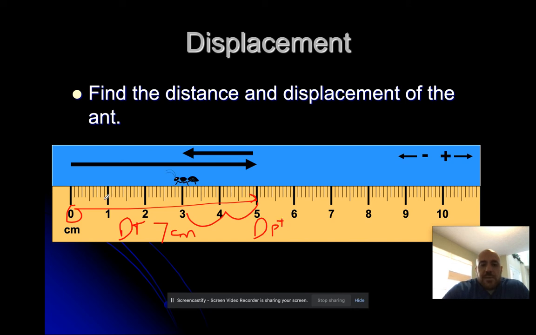Where does he end up compared to where he started? So I don't care about this stuff now. He ends up at 3. He started at 0. He's to the right of 0, so it's a positive 3. Remember, the key for displacement is where do you end up compared to where you started. So while this ant moved 7 total centimeters for his distance, his displacement, meaning where does he end up compared to where he started, is only 3 centimeters to the right or positive side.